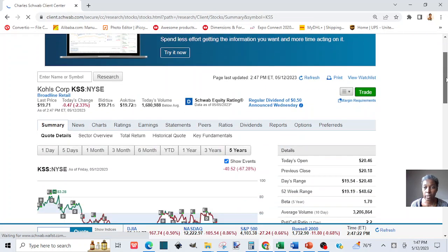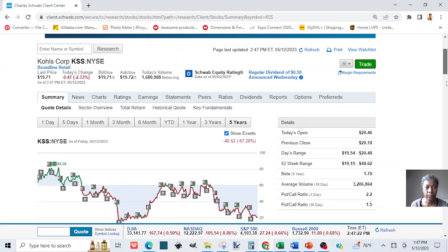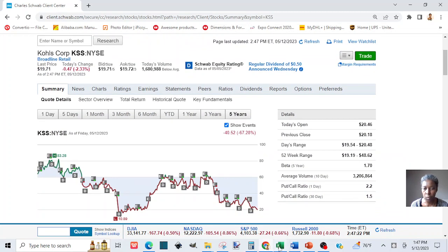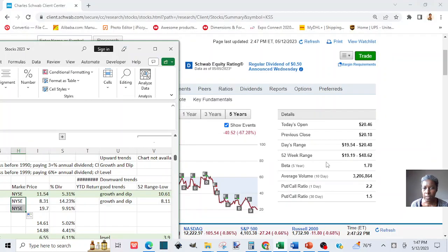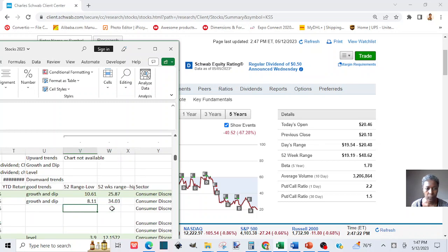And it is on the New York Stock Exchange. So it passed that filter. I can just drag it down, and the 52 weeks. The lowest price was 19, and the highest price was 48.62. Okay.